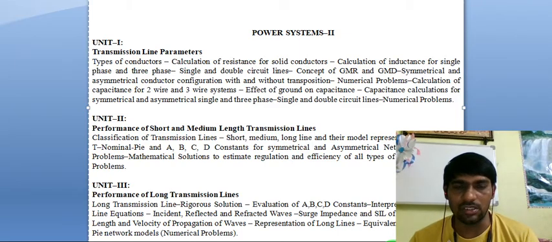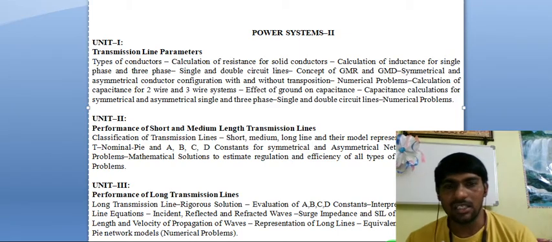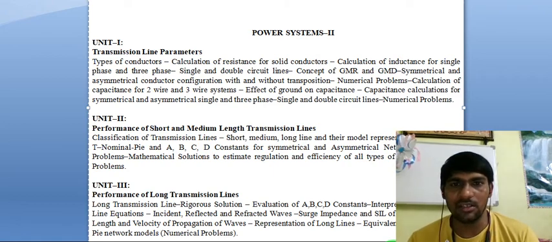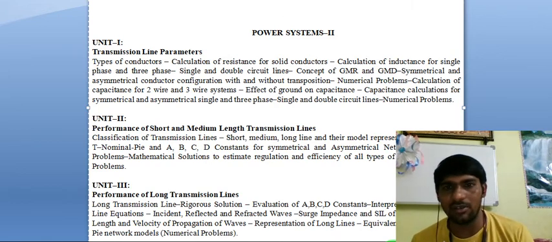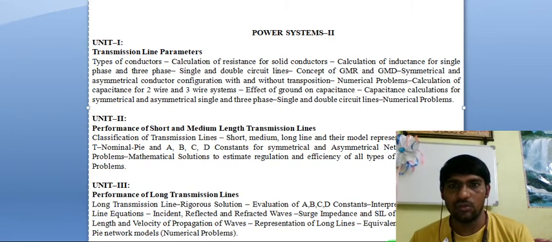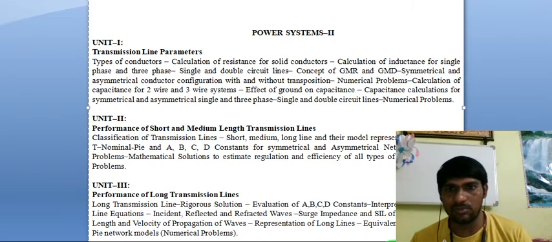all the units. In the last class we discussed how electrical energy is generated, how energy is transmitted, how energy is distributed. That all comes under the total power system subject. Now we are segregated into different parts: Power System 1, Power System 2 and Power System 3. We have different categories.